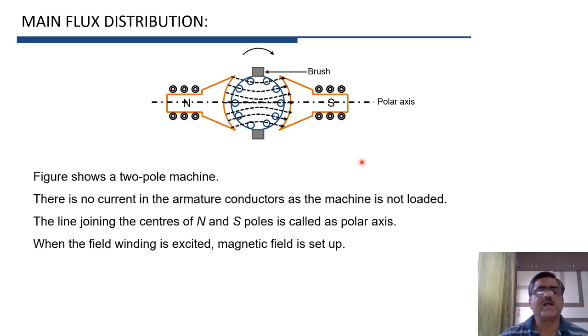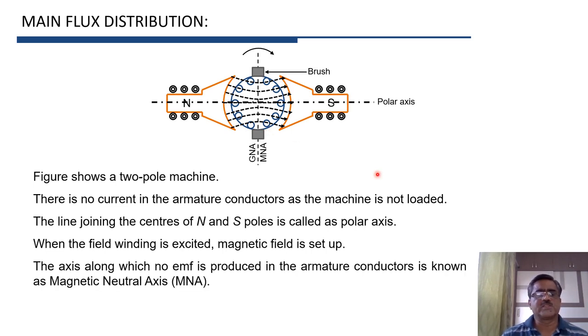Now when the field winding carries current, north and south poles are produced and a magnetic field is set up between them, and the direction of magnetic lines of force is from north pole to south pole. Now in this case, this axis is called MNA, that is magnetic neutral axis. Magnetic neutral axis means along this axis no EMF is produced in armature conductors.